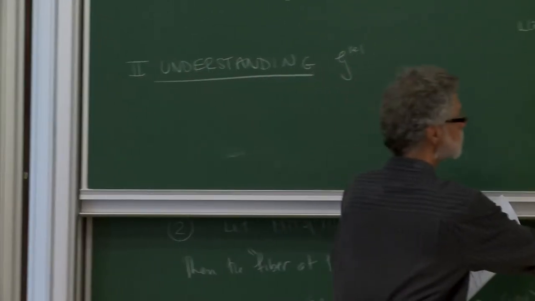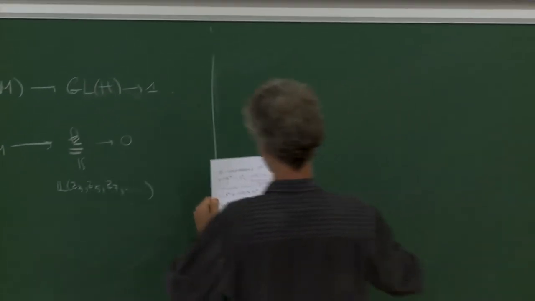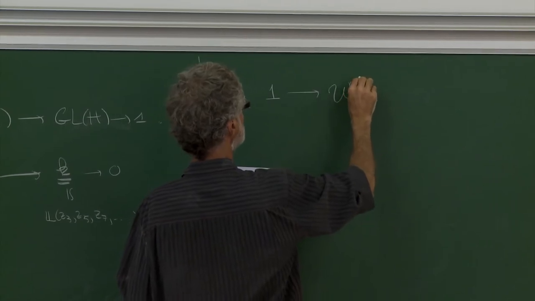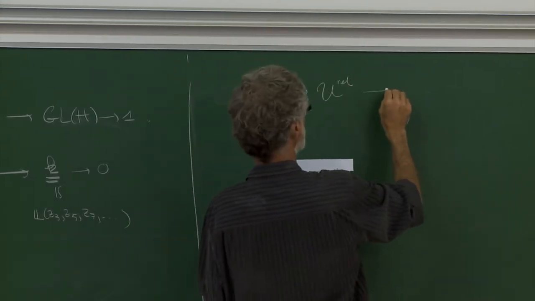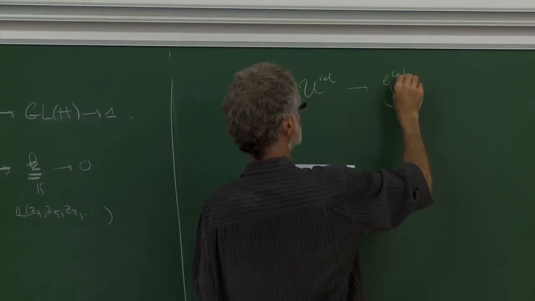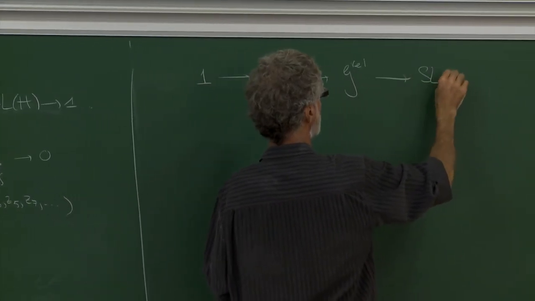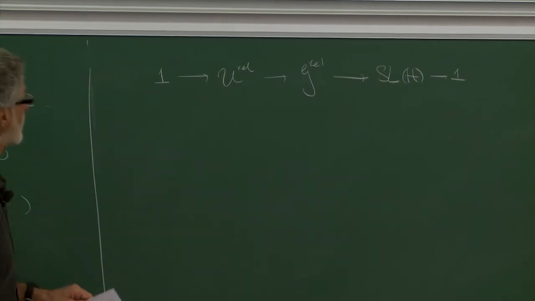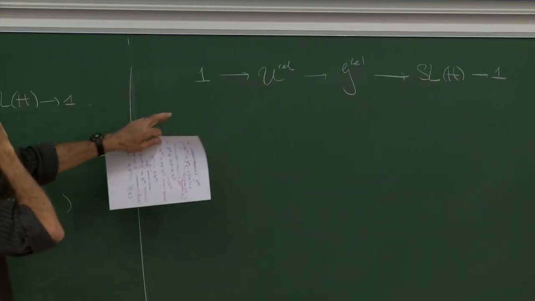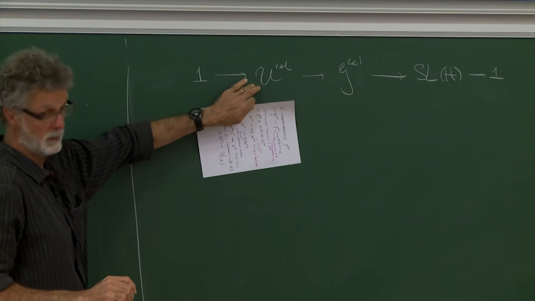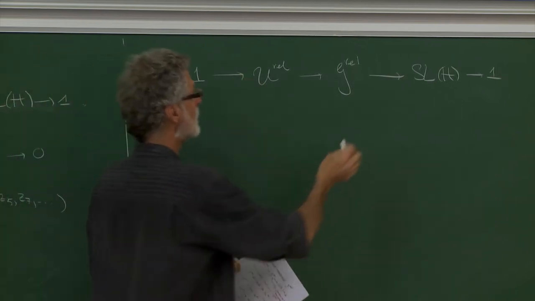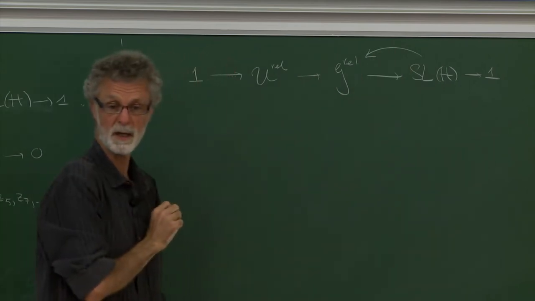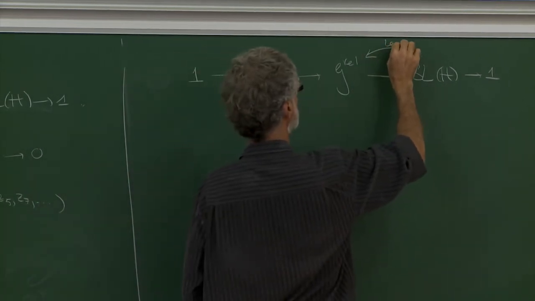So start up here. You've got 1 into U rel, and it maps into G rel, maps into SLH into 1. And this guy's pro-unipotent. And now Levy's theorem says we can choose a section here. So Levy says we can do this.